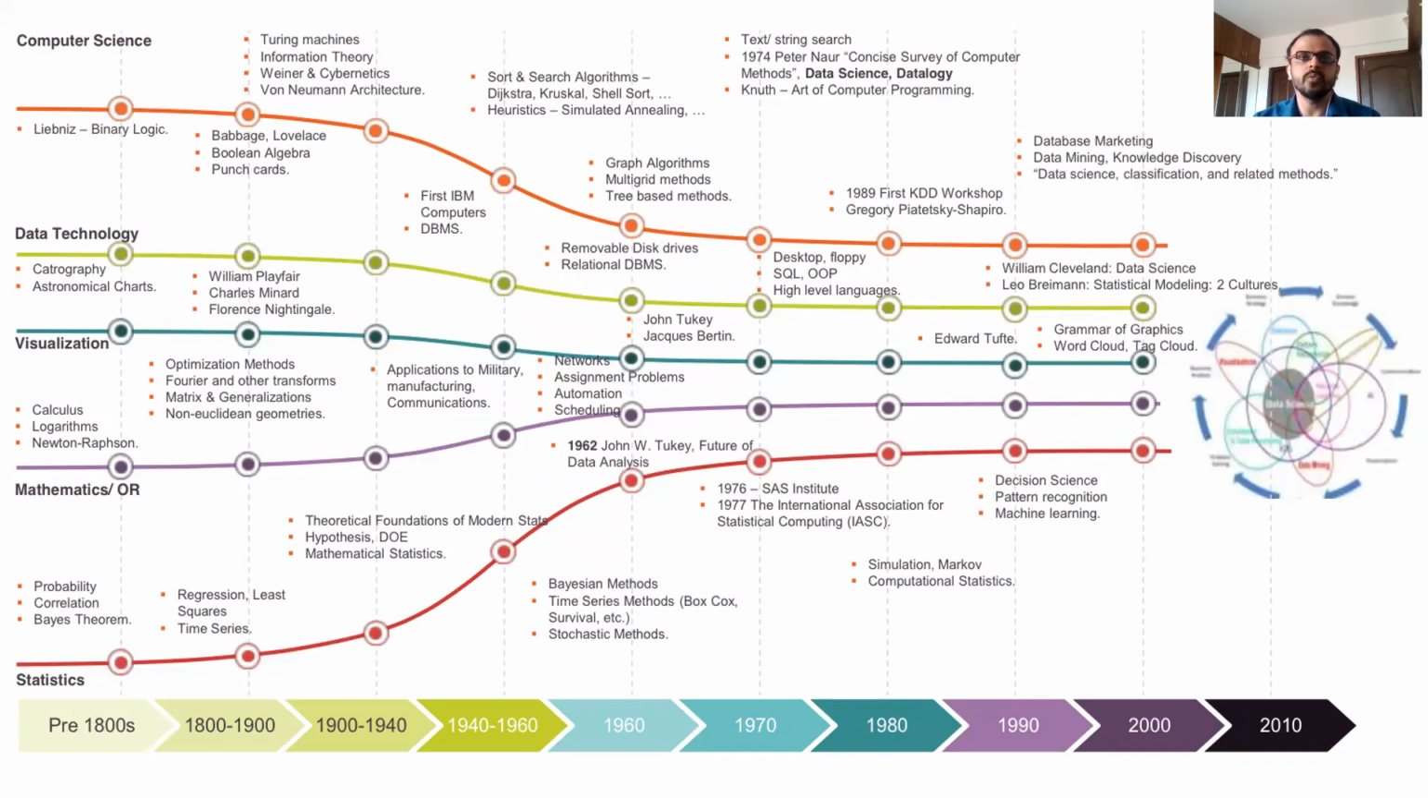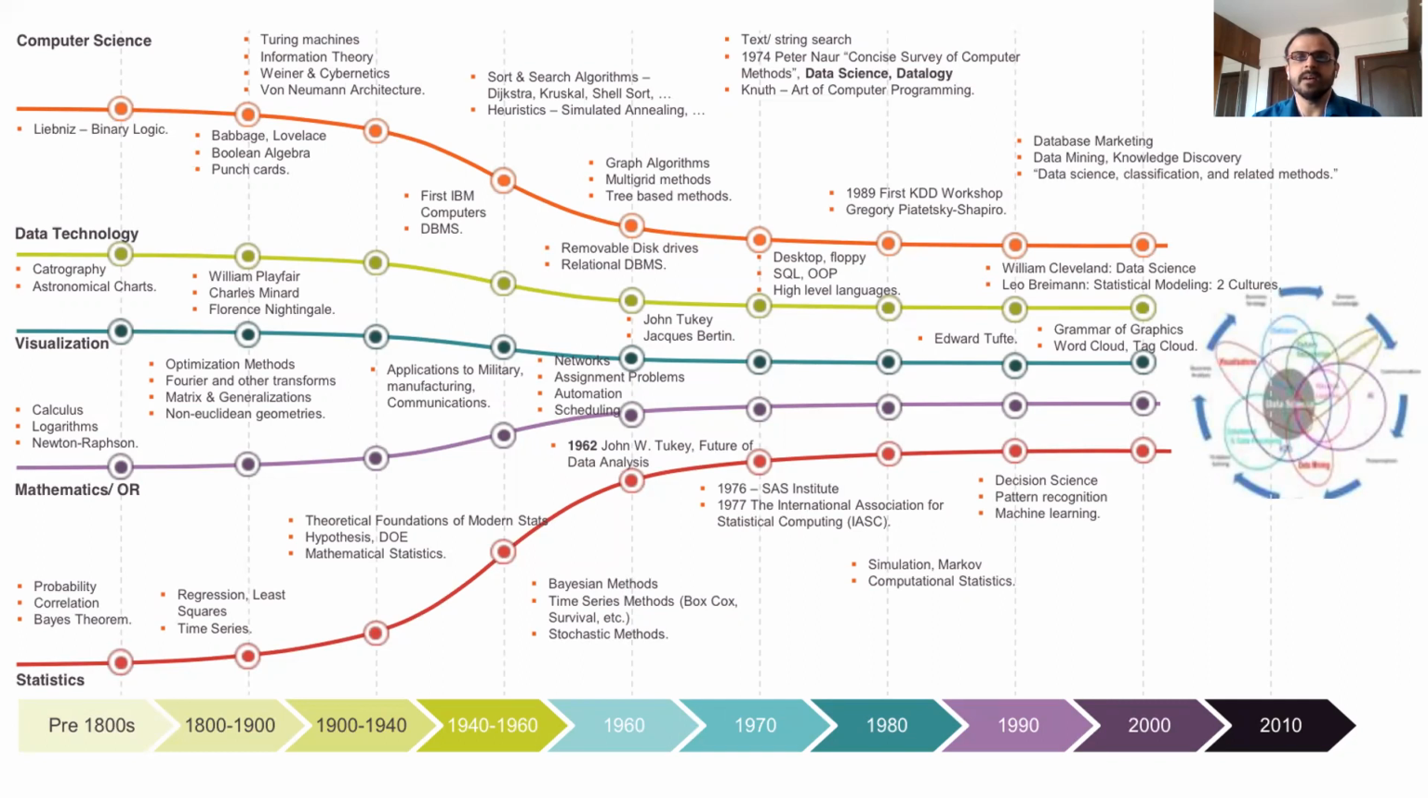Now, when you look at data science, in the last slide we've seen that there are five different elements. I know that this slide looks very, very busy, but don't be frightened by this. You can see five lines, and each of these lines corresponds to one of the disciplines. The first line corresponds to computer science. Second line corresponds to data technology. Third, visualization. Fourth, mathematics, operation research, and fifth one is statistics. At the bottom of the slide, you can see the evolution of these technologies with respect to time, from pre-1800s all the way up to 2010. We have tried to showcase how each of these disciplines has evolved.